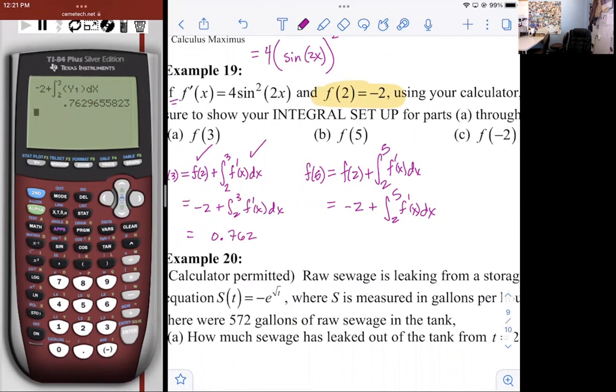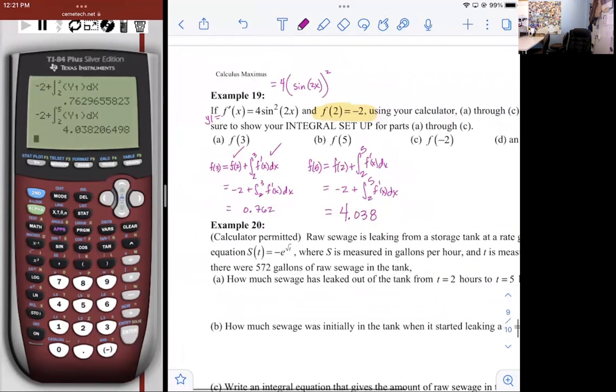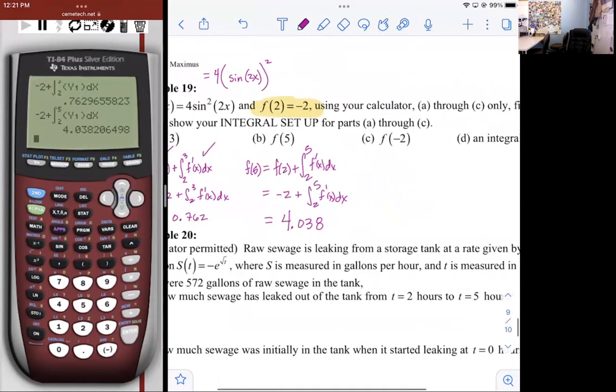yeah, I'm going to go ahead and just type it in. I'm not going to even recall it because I need to practice, right? -2 plus math 9 from 2 to 5 now. Ooh, 5 of whatever's in y1 with respect to x. Now, don't tell me. +4. Good. 0.038. There we go. That's the net accumulate.